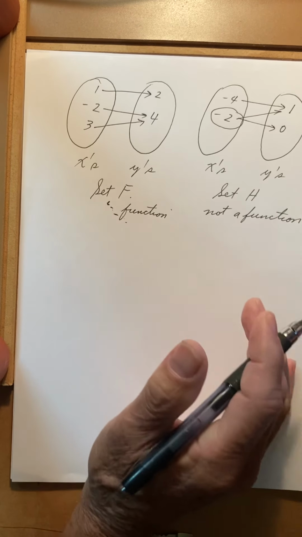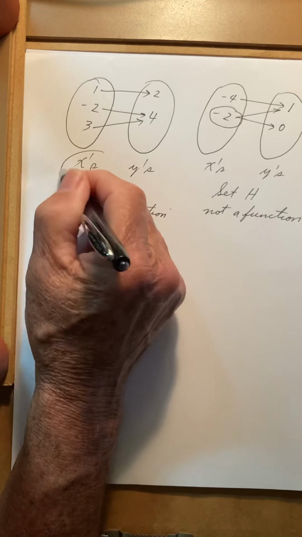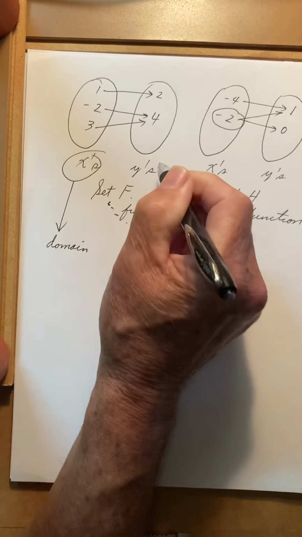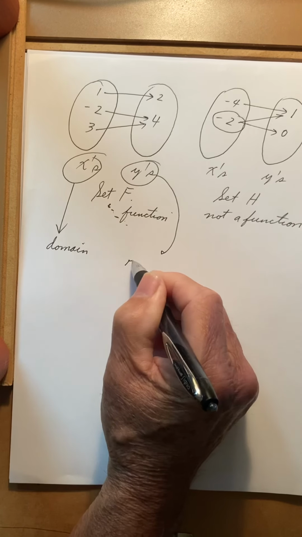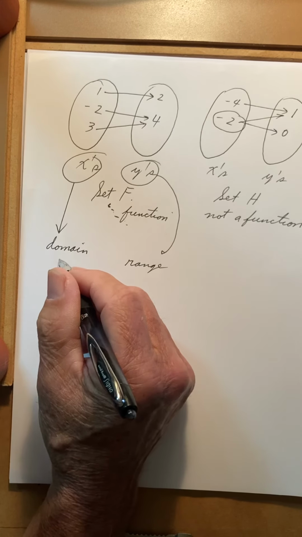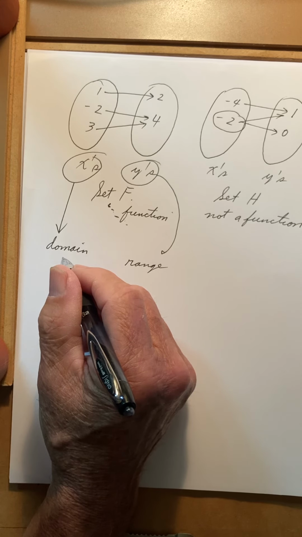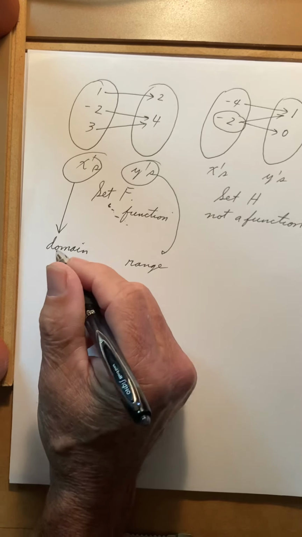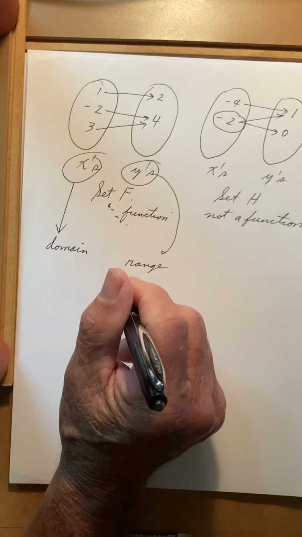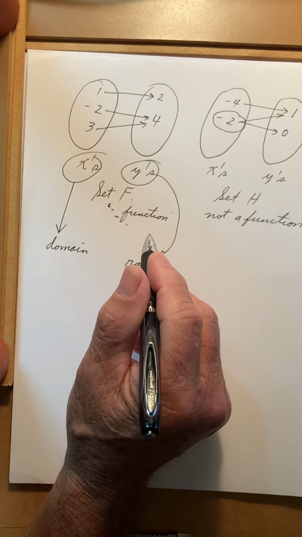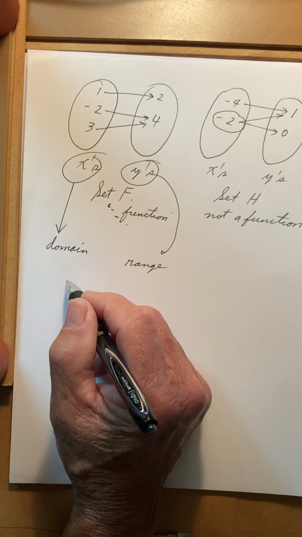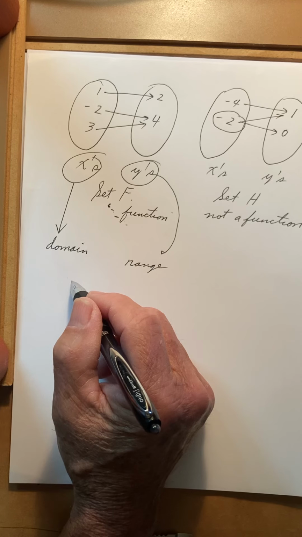All right. Now, the set of all x's is called the domain. The set of all y's is called the range. And the x's, again, are the independent variable. The y's are the dependent variable. And we're going to look at some different ways of finding the domain and the range of a particular function. The first situation is where we're finding the domain and the range if we have a set of ordered pairs.